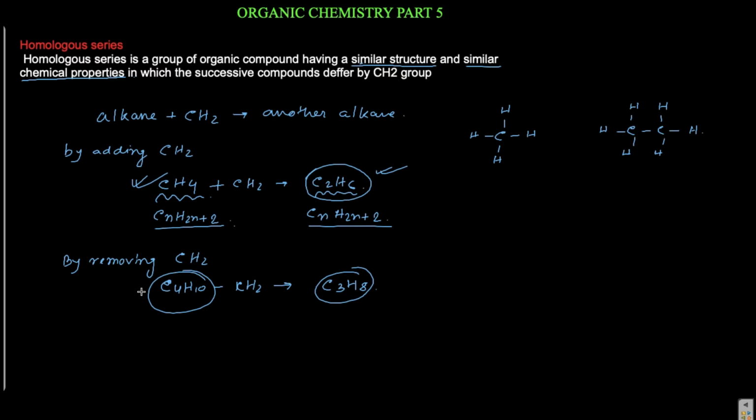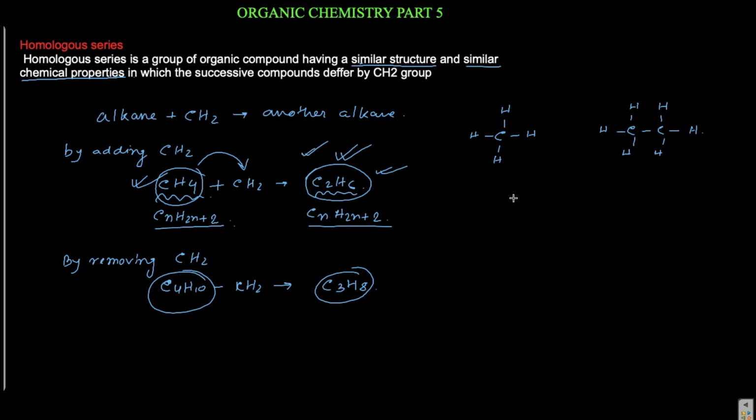So what are the characteristics of the homologous series? Each member of the series differs from the preceding one by the addition of a CH2 group, and the molecular mass increases by 14 AMU. It means that this one is the preceding one. If you add one CH2, then we get this hydrocarbon. And what is the difference between these 2 hydrocarbons? We are getting 1 carbon and 2 hydrogens more. It means that the molecular mass of this product is higher by 14 AMU.